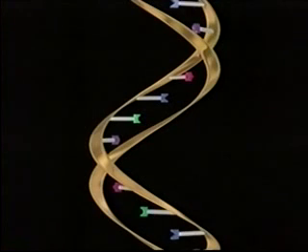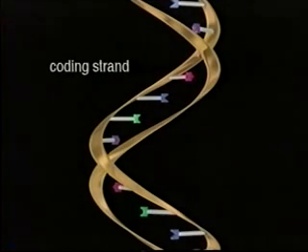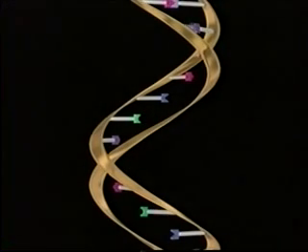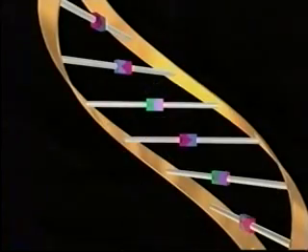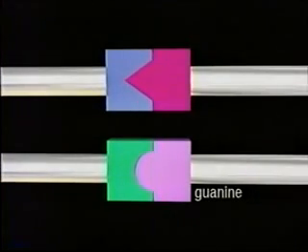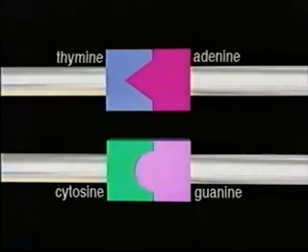One DNA strand, the coding strand, contains the information that specifies amino acid sequence in a polypeptide. The other DNA strand, called the template strand, is used to make the blueprint from which the polypeptide eventually will be made. There are four different types of nitrogenous bases in DNA: guanine, cytosine, adenine, and thymine.